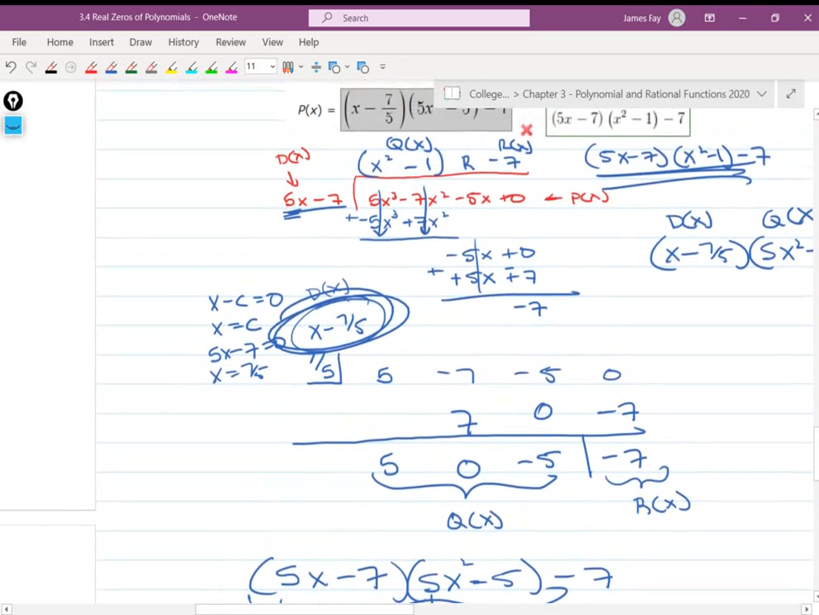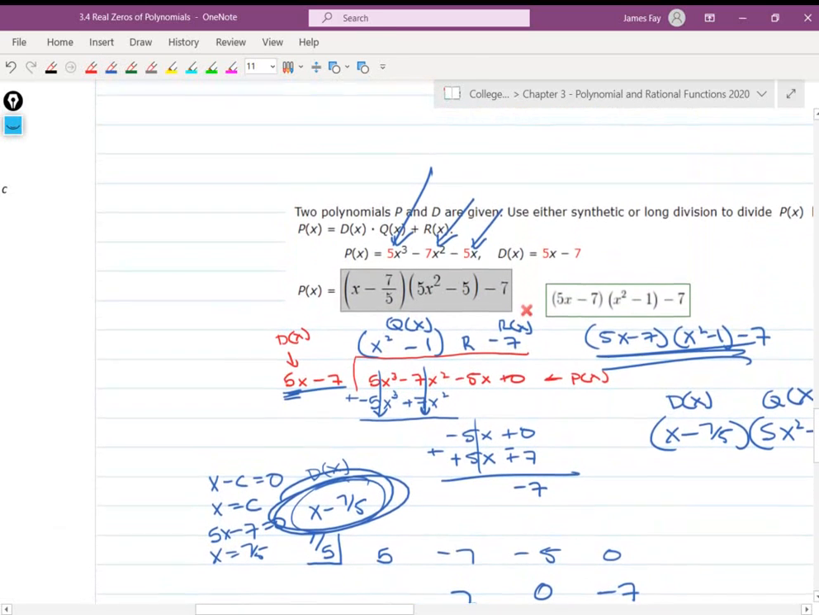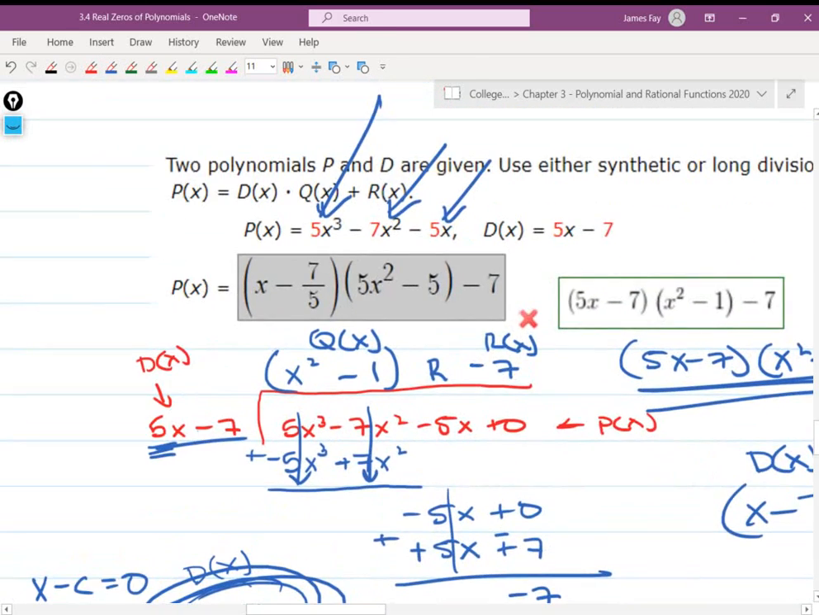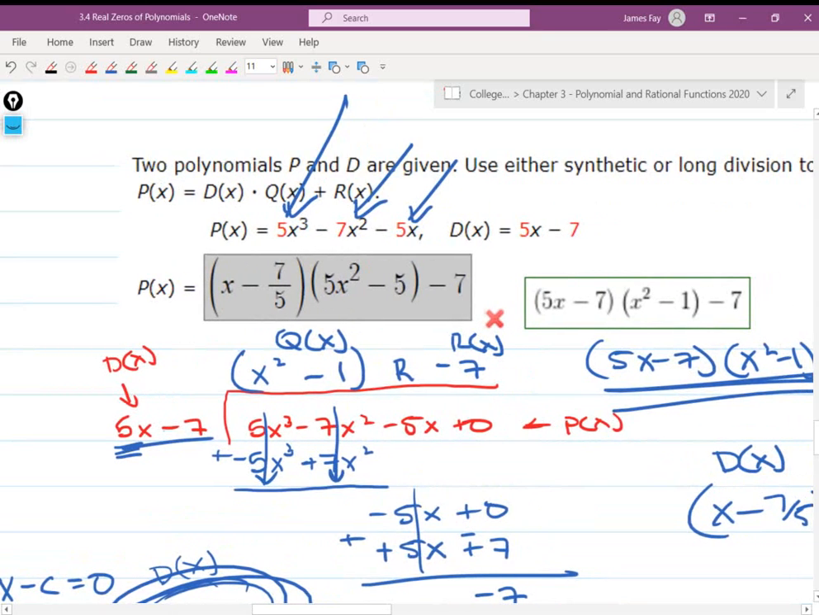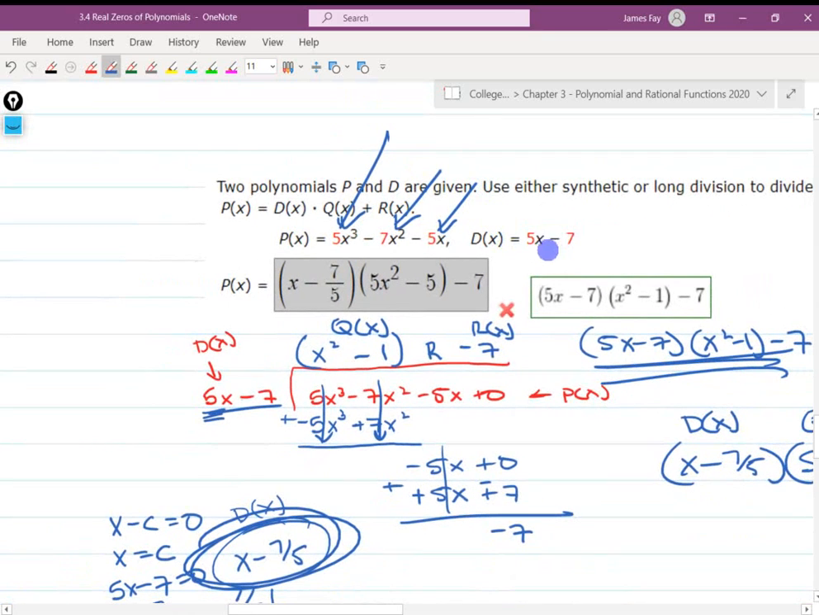Okay, so on a test or a quiz, guys, like I said, I don't care which one of these you have. I would fully agree with both of them. And to be honest, what's going to actually be of benefit to us eventually is to bring that 5 out of everything and really write it this way: x minus 7/5, x squared minus 1, and then put that 5 out front. That's going to be more beneficial to us.